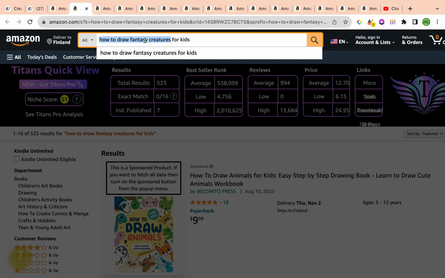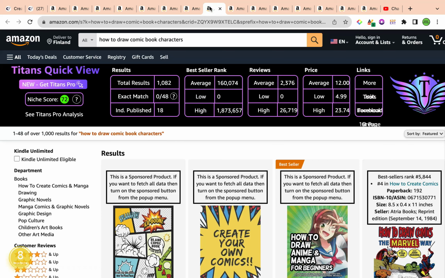Now let's have a look at the third and final keyword for the day. And our third and final keyword for the day is how to draw comic book characters. And it has a strong keyword niche score of 72 and a keyword niche score of number 8 by Amazon Scout Pro. Now number 9 is the highest on the scale, and I'm pretty happy with number 8. It beautifully complements the 72 given by Titans.